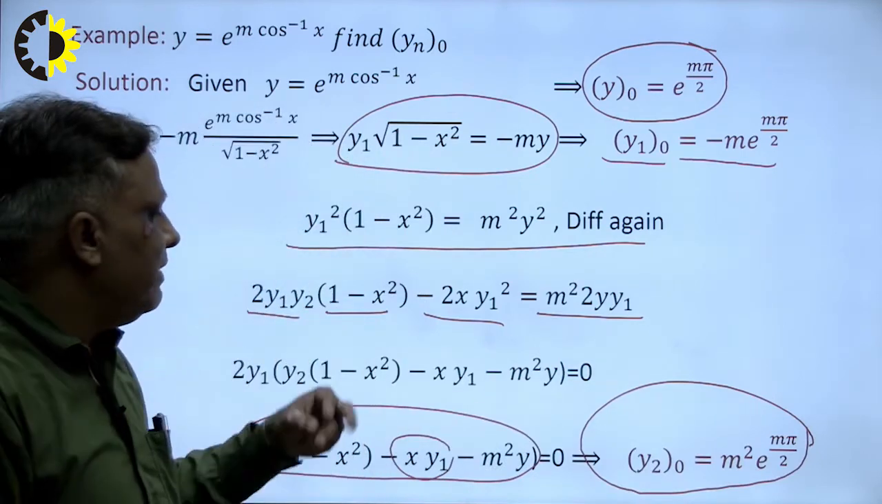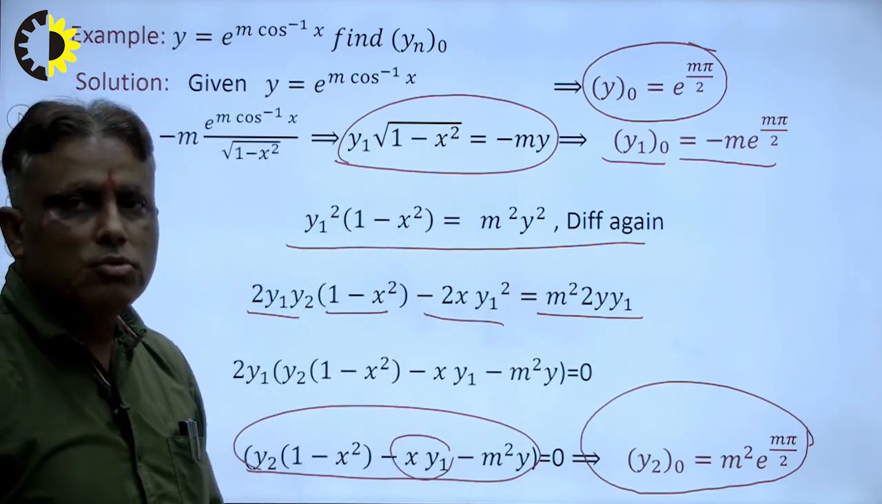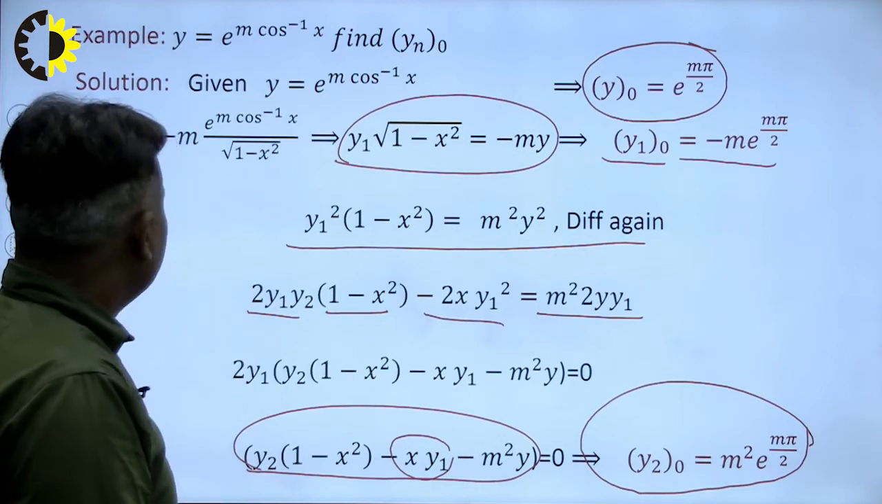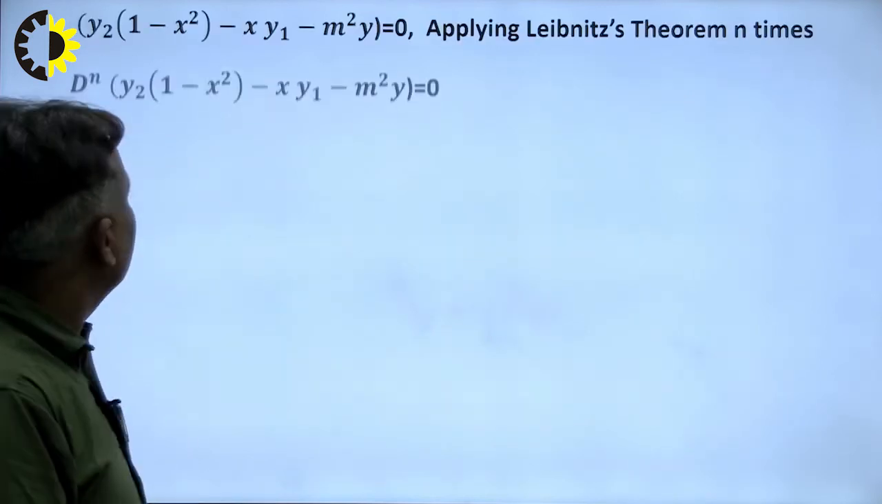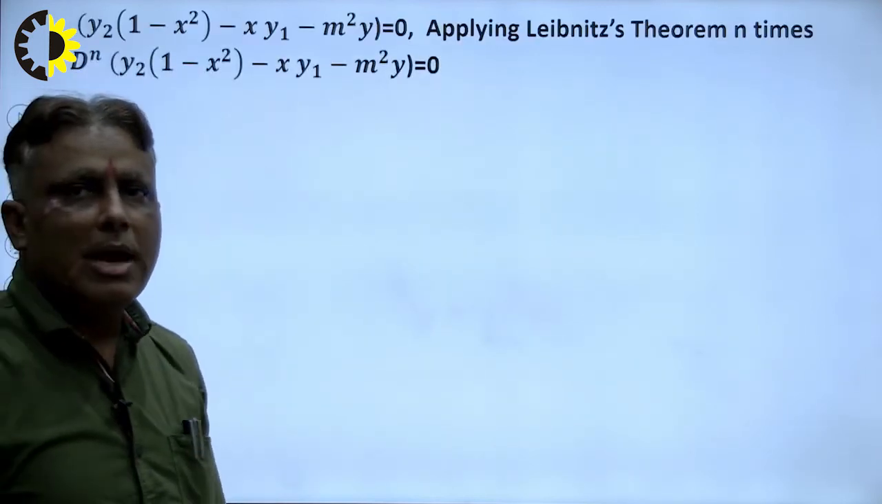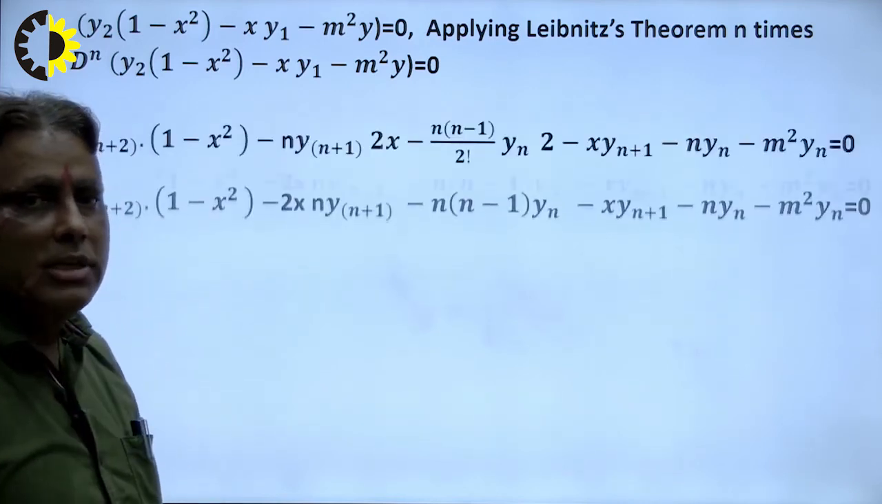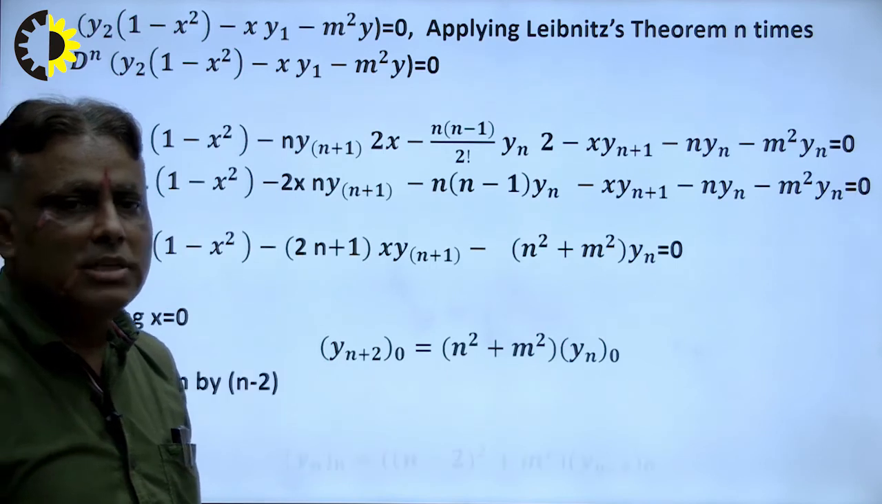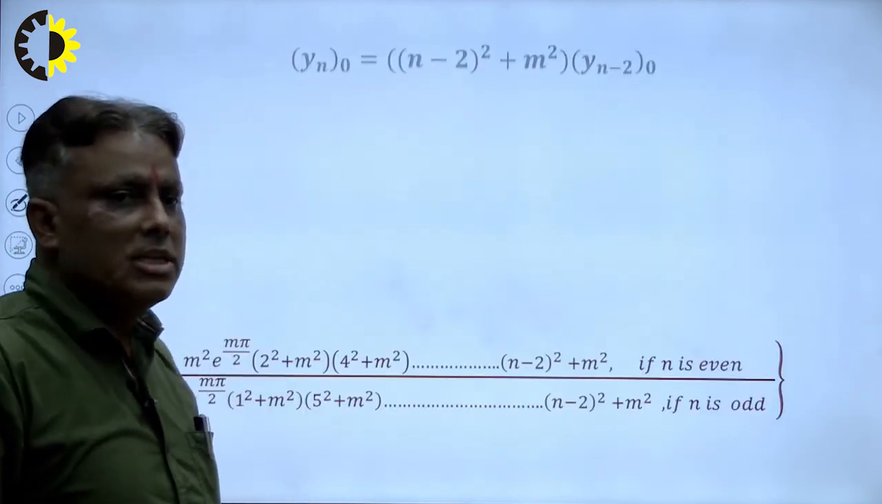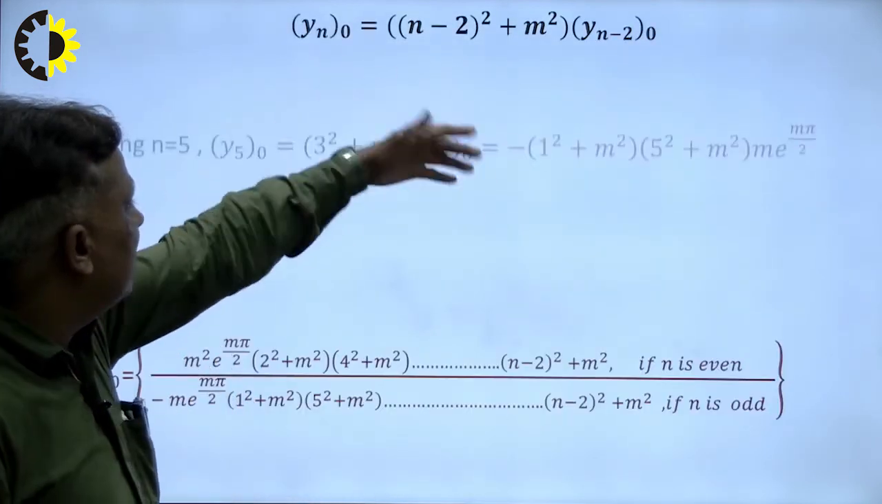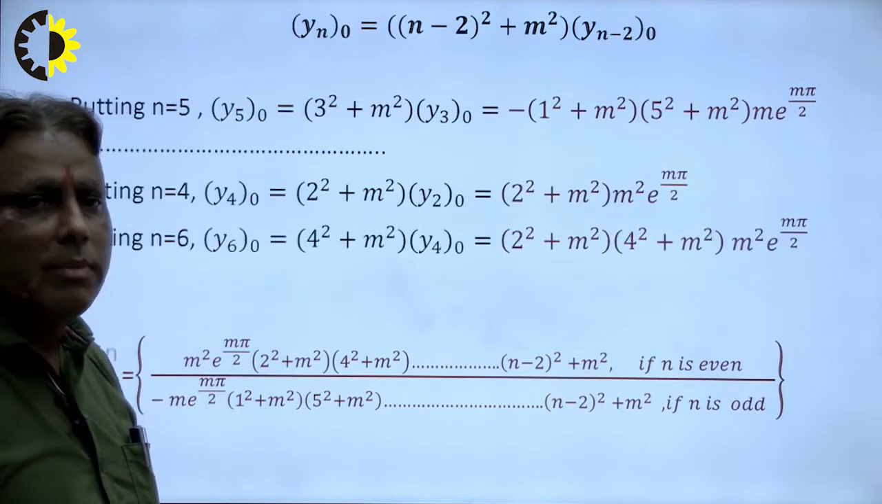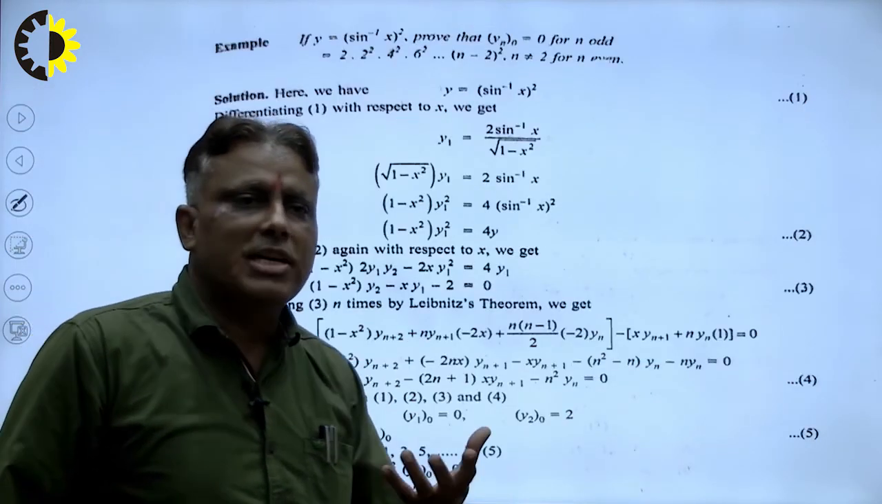Right. So in this way we can solve our problem. How? By using the Leibniz theorem, applying the Leibniz theorem n times. In this way we can find our result by using this type of result. So in this way we can find our result yn(0) in terms of n minus 2 and calculate the problem. In this way we can solve each and every problem of this type.